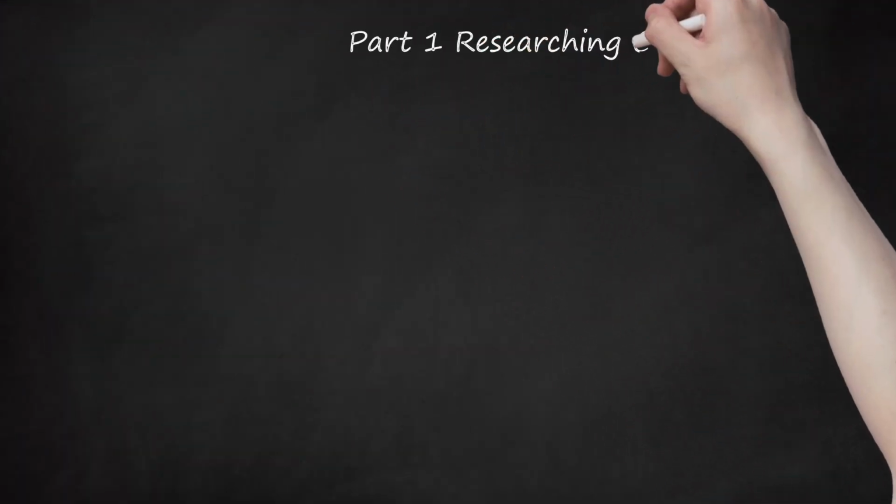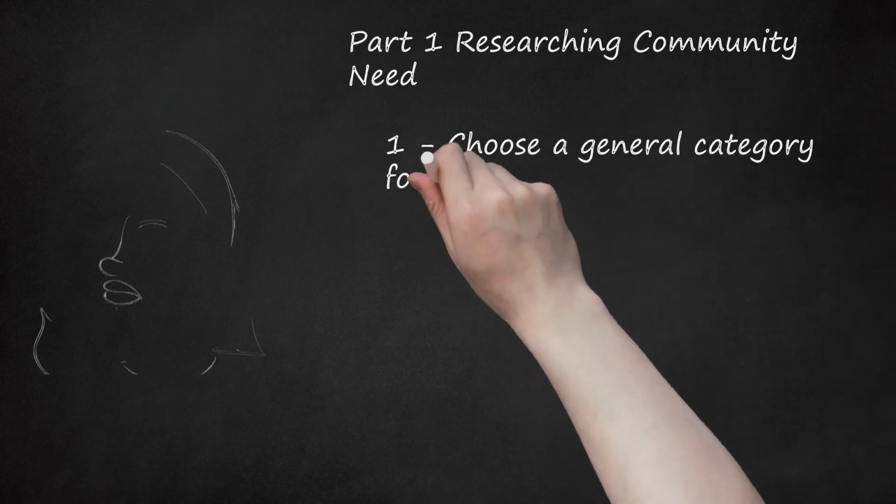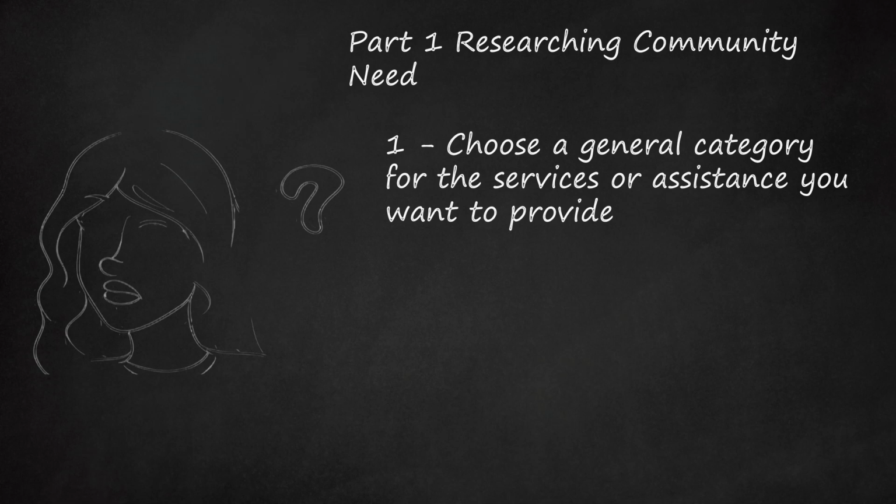Part 1. Researching community need. 1. Choose a general category for the services or assistance you want to provide. While you already may have a general idea of the type of nonprofit organization you want to start, categorizing can help you focus your efforts. For example, suppose you want to help the homeless in your city. There are many different ways you can help the homeless, such as by providing food or shelter or helping with a job search. Categorization also will help you identify the types of assistance you'll need.